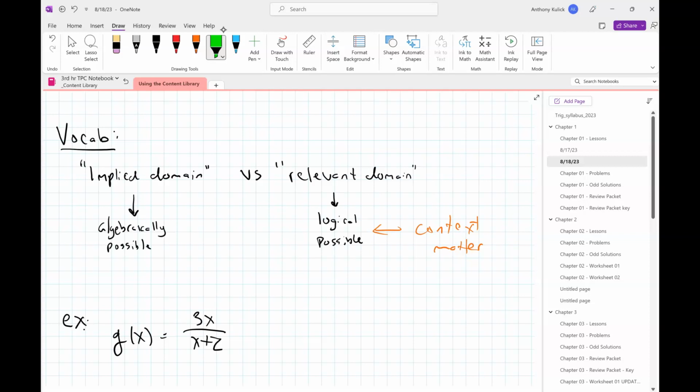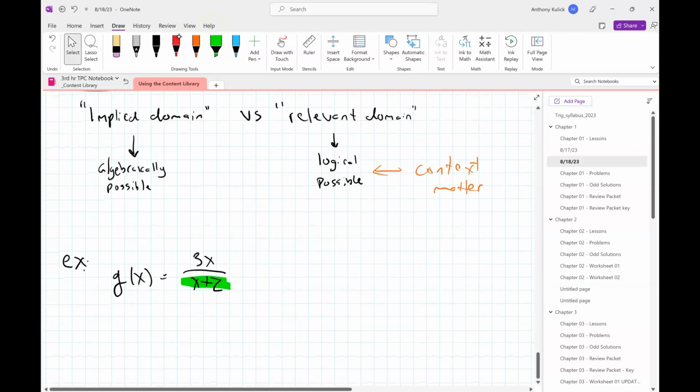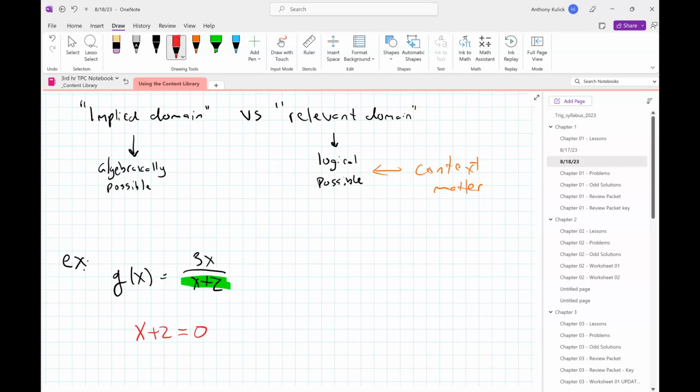Can I always multiply two numbers together and get an answer? Yes. Can I always add two numbers together and get an answer? Can I always divide two numbers and get an answer? No. What one number is a problem if I try to divide by it? 0. Excellent. Anything divided by 0 is undefined. So the place where I'm going to have a problem in my implied domain is when this is equal to 0, right? Specifically, my domain is going to be everything except when x plus 2 is equal to 0.